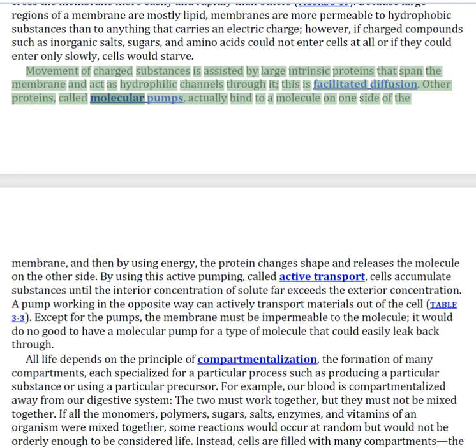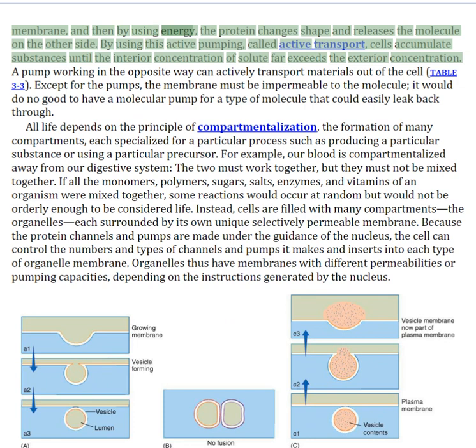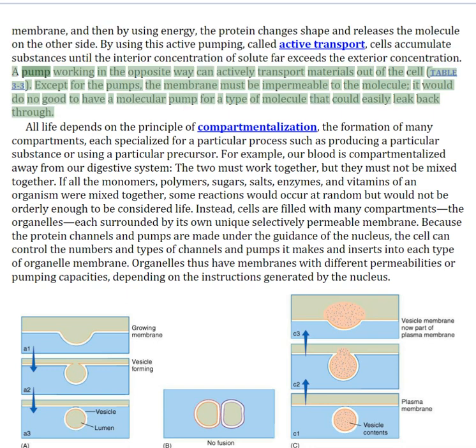Other proteins, called molecular pumps, actually bind to a molecule on one side of the membrane, and then, by using energy, the protein changes shape and releases the molecule on the other side. By using this active pumping, called active transport, cells accumulate substances until the interior concentration of solute far exceeds the exterior concentration. A pump working in the opposite way can actively transport materials out of the cell. Except for the pumps, the membrane must be impermeable to the molecule. It would do no good to have a molecular pump for a type of molecule that could easily leak back through.